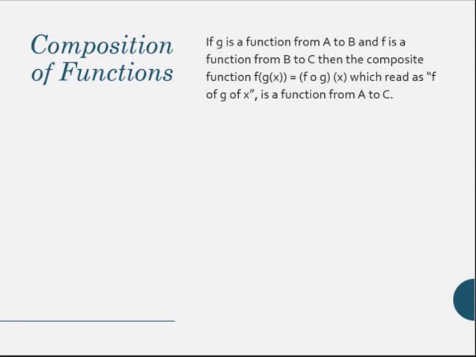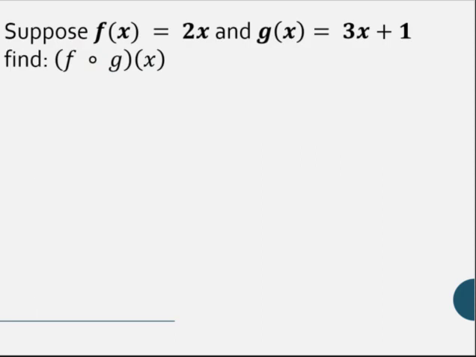Composition of functions. If g is a function from A to B, and f is a function from B to C, then the composite function f of g of x is a function from A to C. Suppose we have f of x equals 2x and g of x equals 3x plus 1. Find f of g of x.